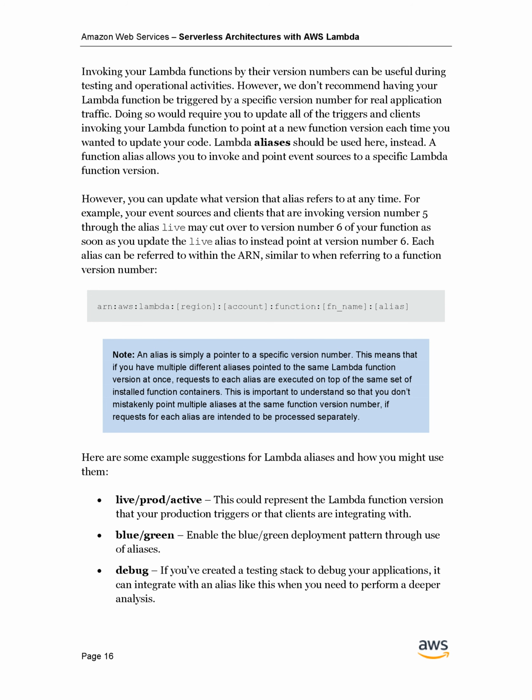For example, your event sources and clients that are invoking version number 5 through the alias live may cut over to version number 6 of your function as soon as you update the live alias to instead point at version number 6. Each alias can be referred to within the ARN, similar to when referring to a function version number. Note, an alias is simply a pointer to a specific version number.